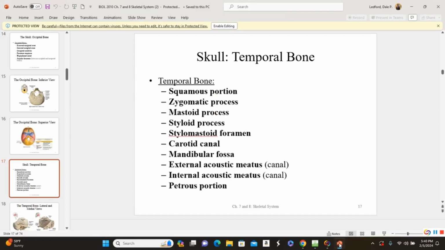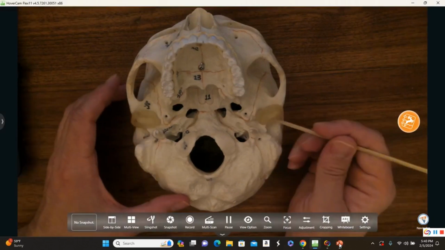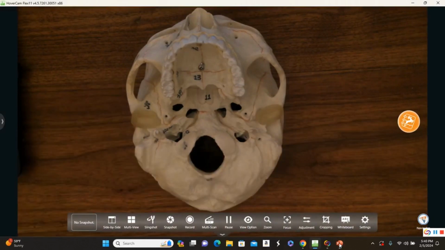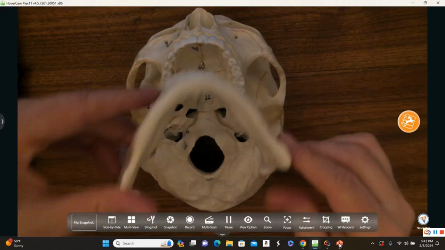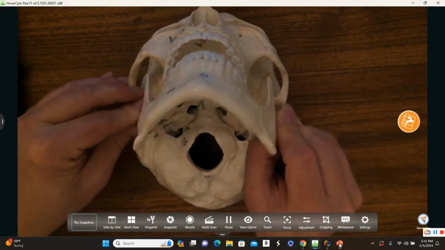Now what we also want to do is the mandibular fossa. The mandibular fossa is right here where these little rubber cups are. That is where your mandible will articulate, the mandibular fossa. So, where the mandible articulates.